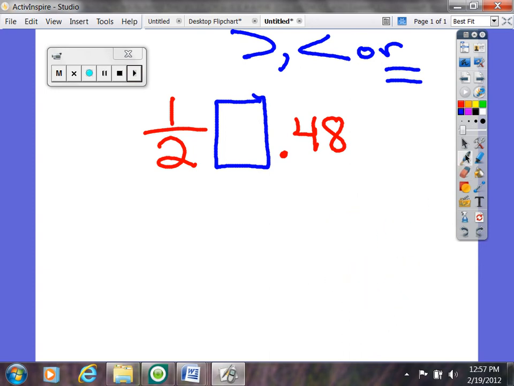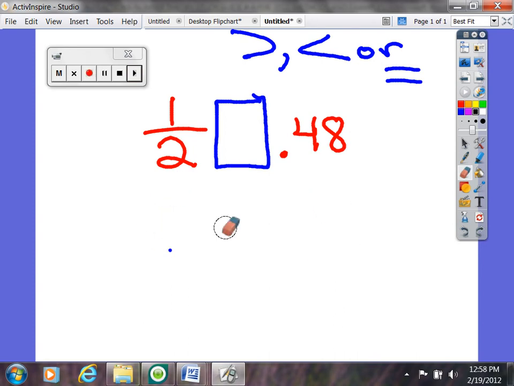Okay, all right, now first of all, you can't compare different things. I've got 1/2 and I've got 48 hundredths. Well, they're not the same. One is a fraction, one is a decimal, so I've got a couple of options here. I can change my fraction to its decimal equivalent, or I can change my decimal to a fraction. And then I can compare them. Well, the problem is, I've got to decide which one is better for me.